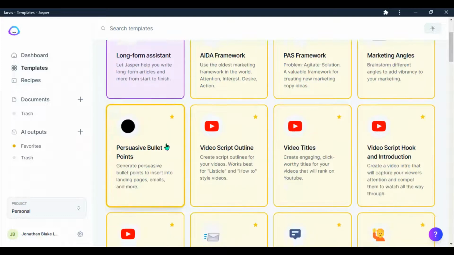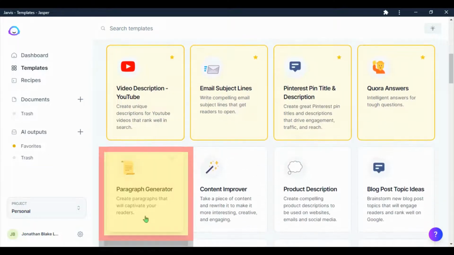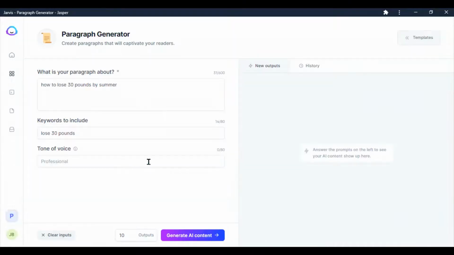In today's video, we're going to be talking about the brand new Jasper AI's paragraph generator. That's going to show you how to create paragraphs quickly without using long form assistance. It's a great way you can put together a blog post extremely quickly as well. So I've actually tested this a little bit.